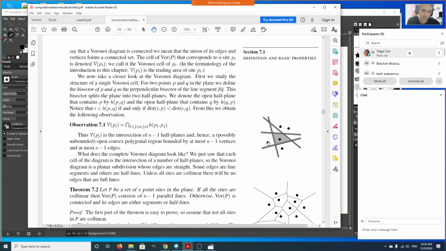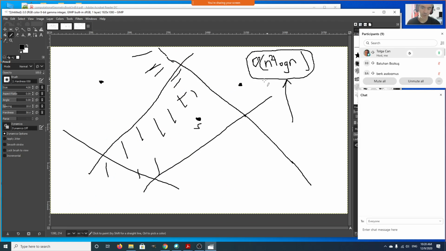For example, the bisector between these two sites, that half space does not appear when we are intersecting this. So the number of half spaces that we intersect is actually not n squared, even though there are n squared pairs of sites, so n squared half planes. That's why we have this n squared log n complexity.